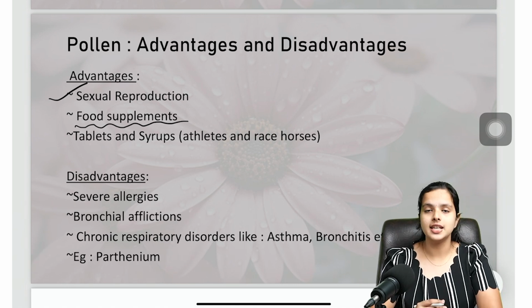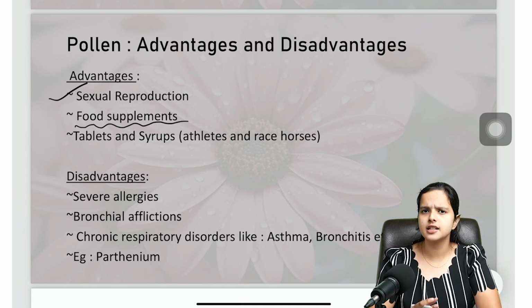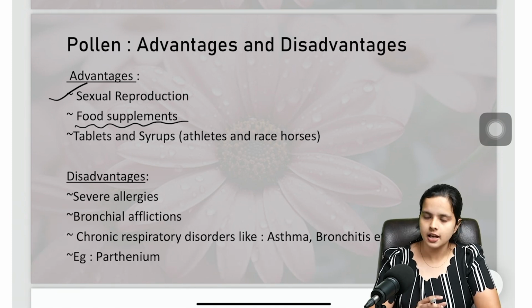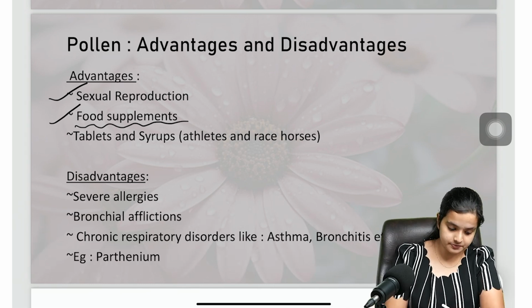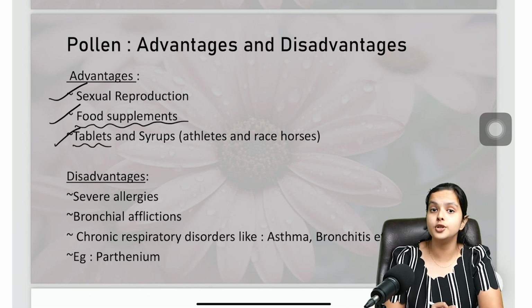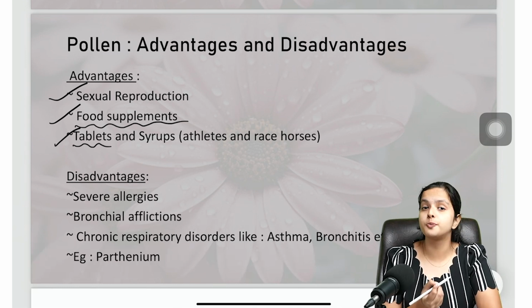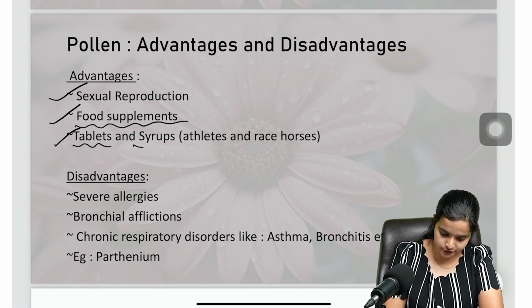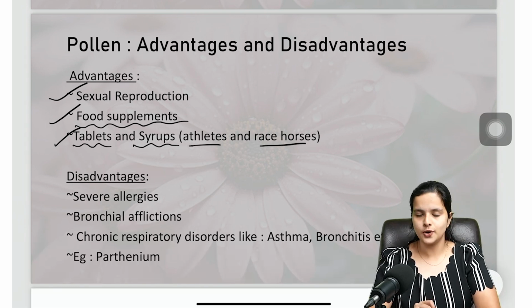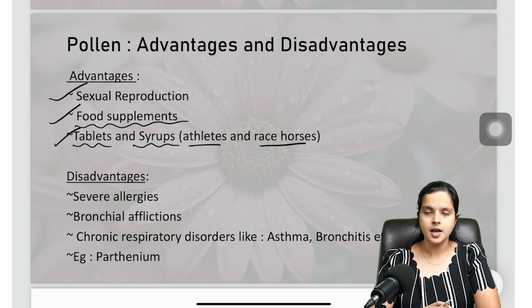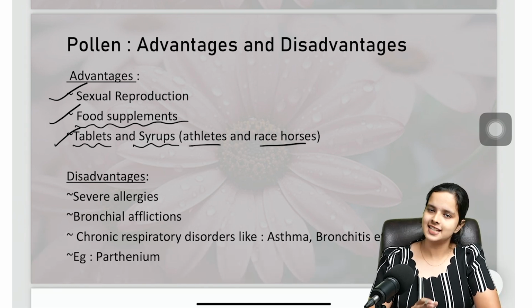Okay, usually pollen grains, as I already said, contain a lot of abundant food materials, right? It is nutritious, so we can use it as food supplements. It is available as tablets and tonics, right? So it can be used as a source of nourishment, or as a source of proteins. You have it in the form of tablets and syrups. It's taken by various athletes and race horses. Okay, so these are the basic advantages of a pollen grain, the main one being sexual reproduction.